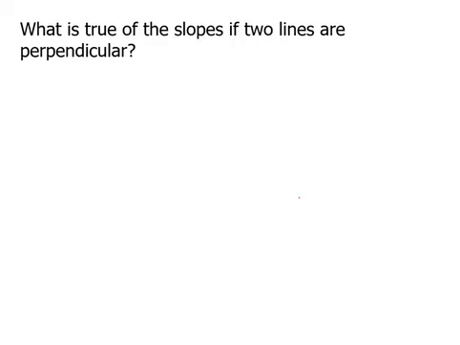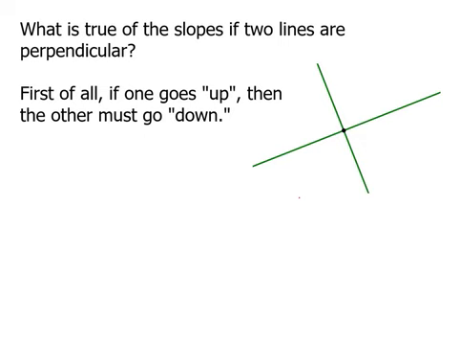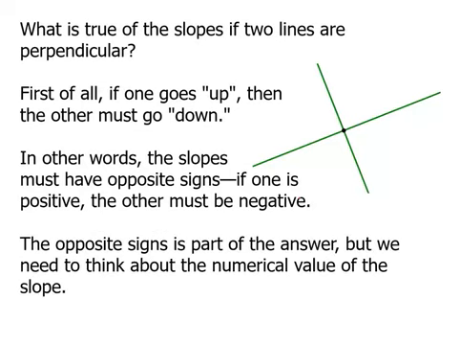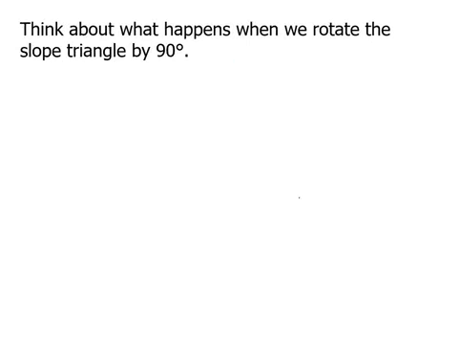Perpendicular lines, this is a little bit harder. What is true if 2 lines are perpendicular? First of all, one goes up, the other goes down, so that means that they have to have opposite signs. If one is positive, the other is negative. Opposite signs is part of the answer, but we need to think about the numerical value of the slope.